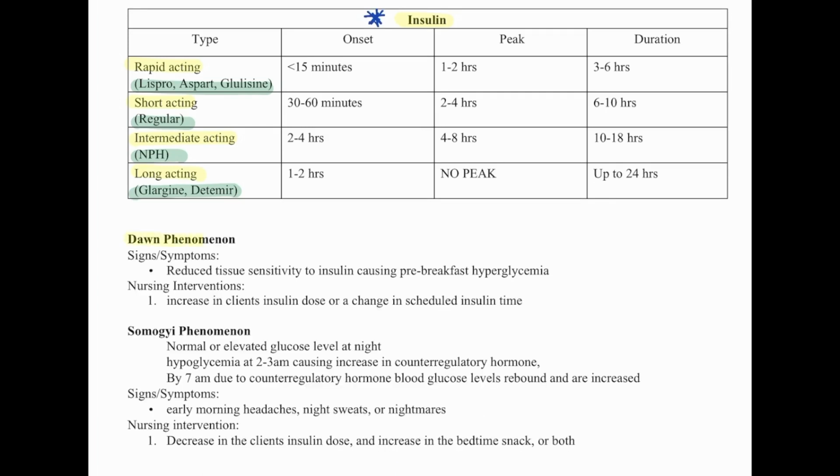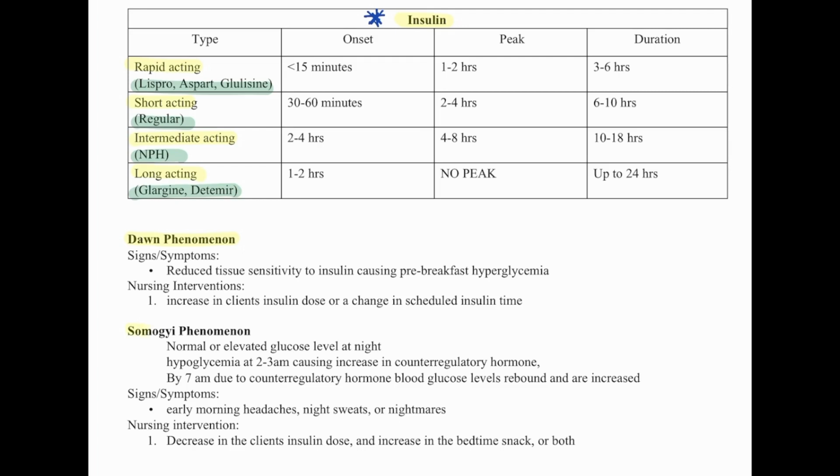Then we have something called Dawn phenomenon. So this is reduced tissue sensitivity to insulin causing pre-breakfast hyperglycemia. Our nursing intervention is to increase the client's insulin dose or change the scheduling of the insulin time.